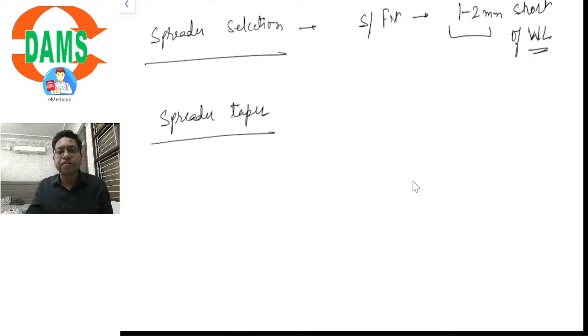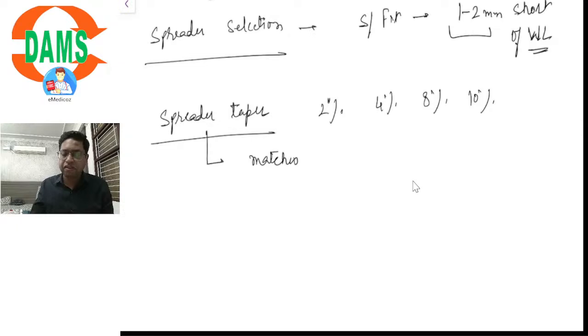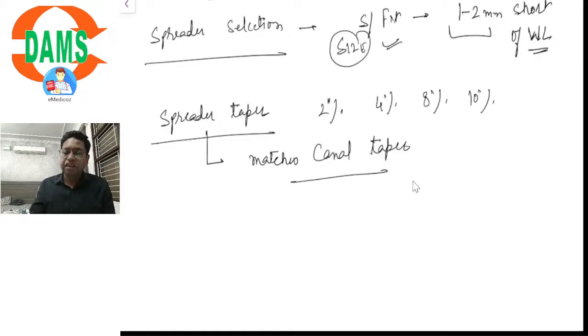Taper of the spreader. We know that instruments are tapered. They can be 2% taper, 4% taper, 8% taper, 10% taper, like this. So for the taper of the spreader, we have to select one which matches the canal taper. We have to select the size of the spreader and the taper of the spreader accordingly.